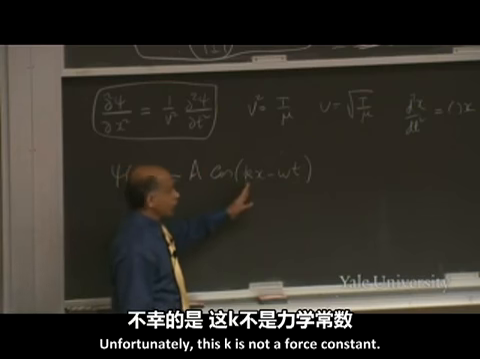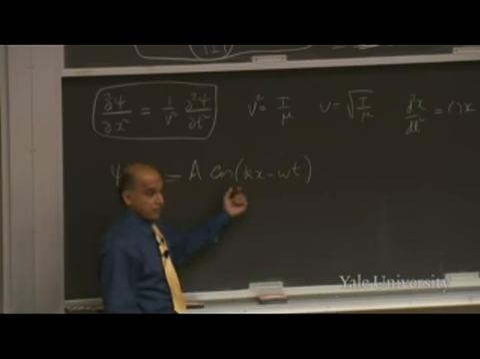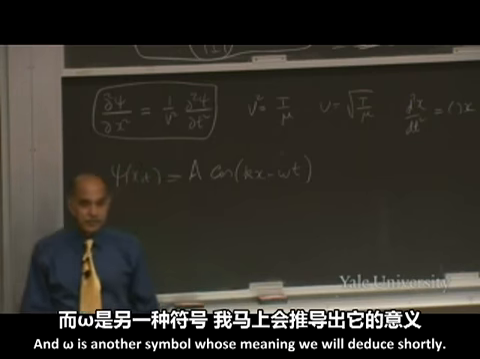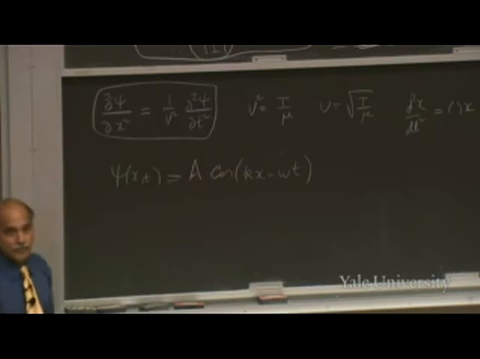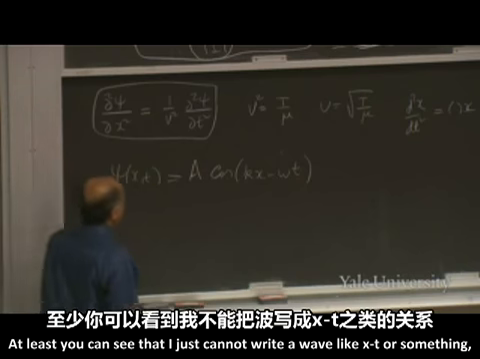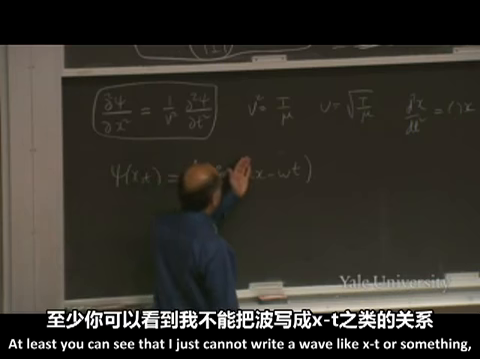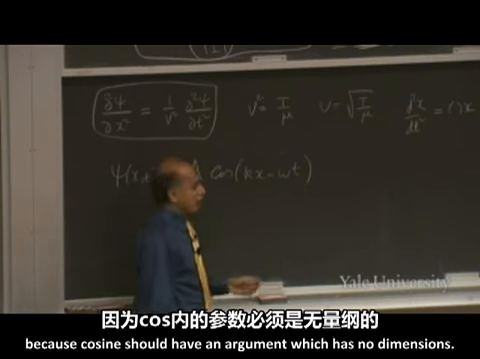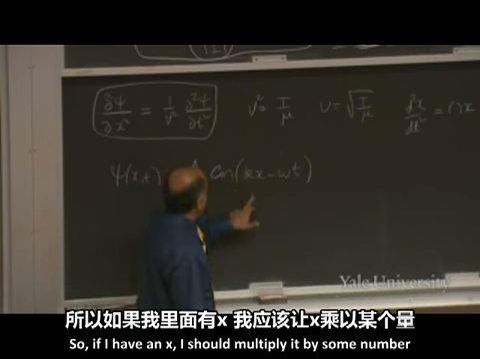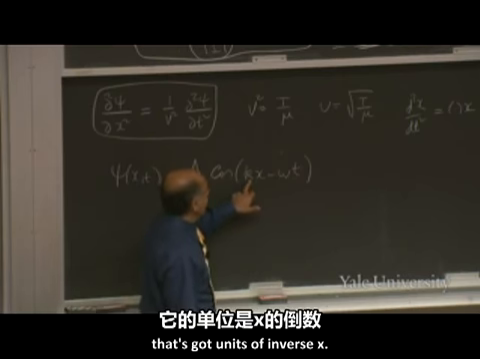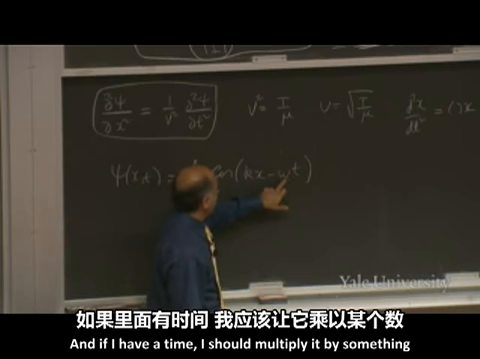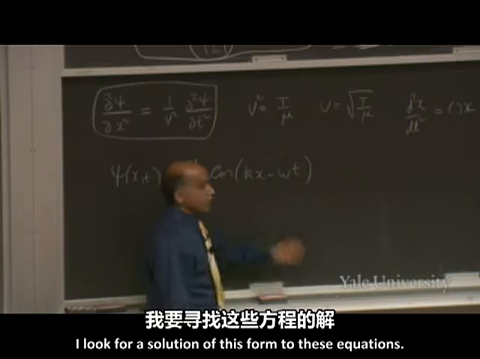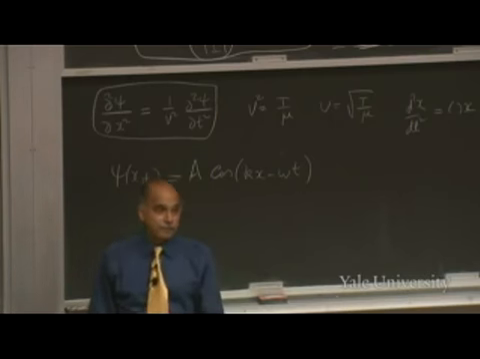Unfortunately, this k is not a force constant. It is some new symbol. And omega is another symbol whose meaning we will deduce shortly. At least you can see that I just cannot write a wave like x minus t or something, because cosine should have an argument which has no dimensions. So if I have an x, I should multiply it by some number that's got units of inverse x. And if I have a time, I should multiply it by something that looks like a frequency. From dimensional analysis, I look for a solution of this form to these equations.